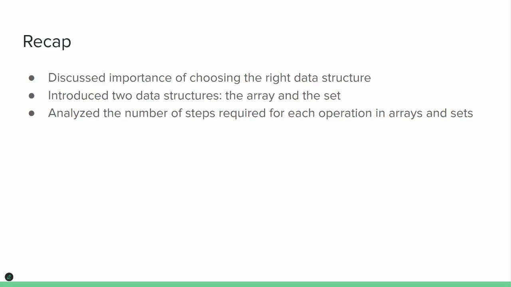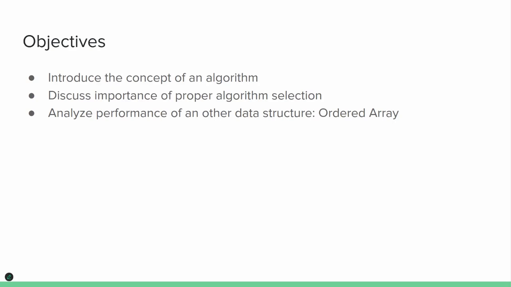Today we're going to introduce the concept of an algorithm, what it is in the colloquial sense, and then how it's referred to in computer science. From there, we'll go into the importance of choosing the right algorithm, and when to choose it. Finally, we'll analyze the performance of another data structure, the ordered array. So it's going to be algorithms, and we're going to be introduced to the ordered array.